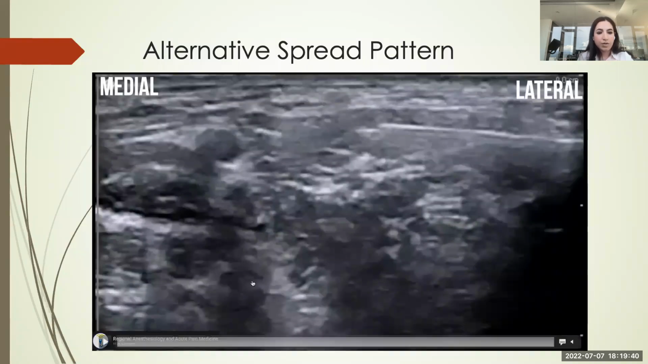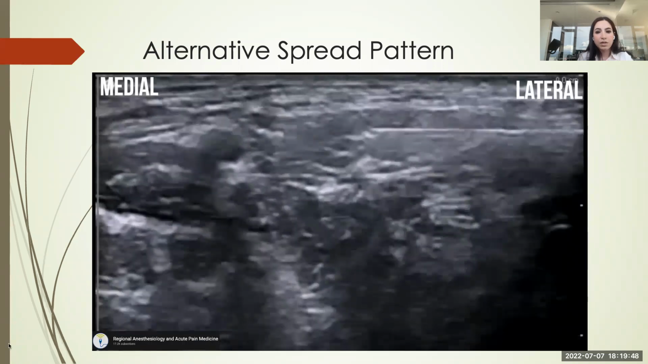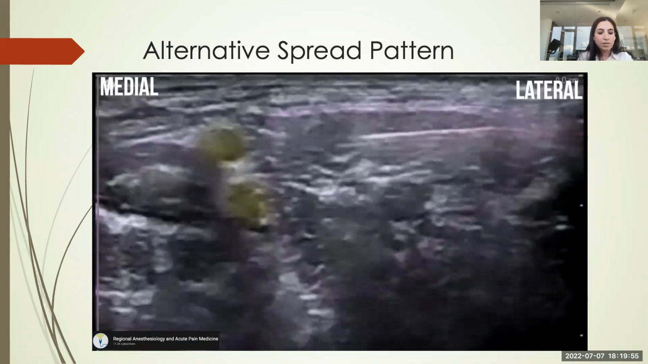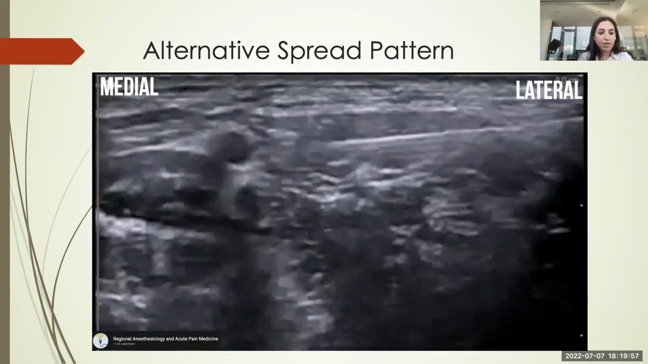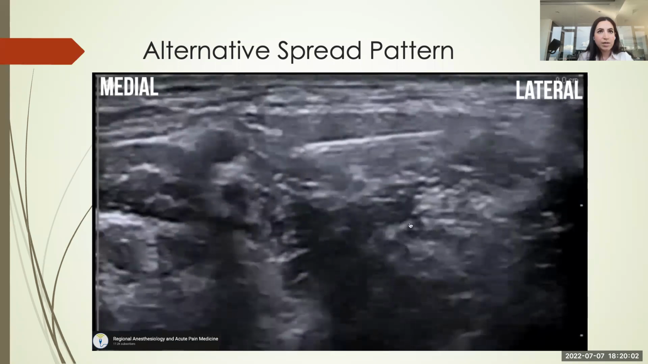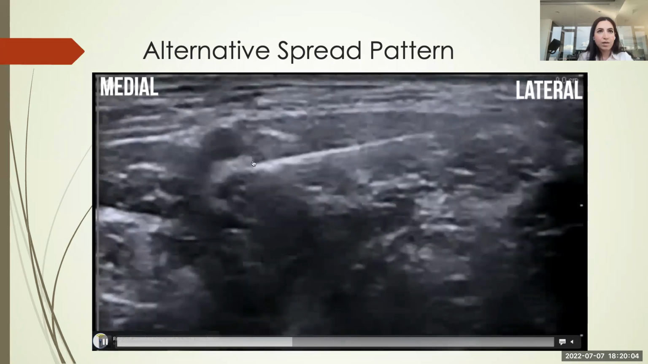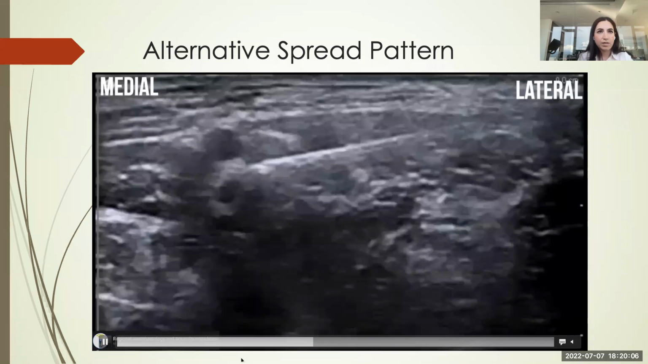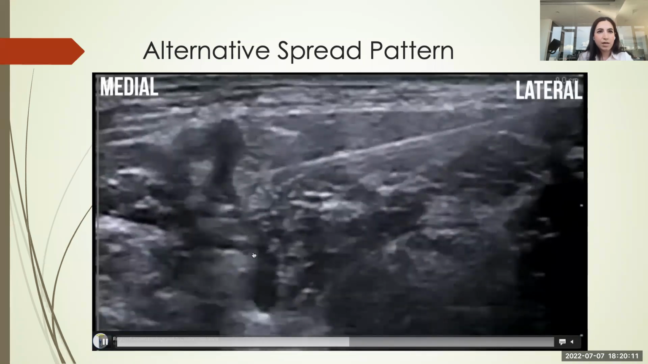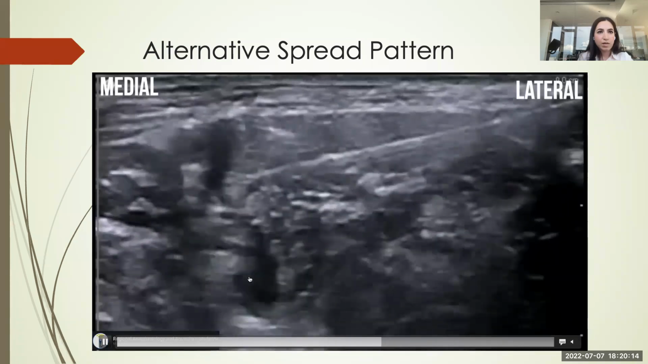And this is the alternative spread pattern that I was referring to. In this case, the right side of the screen is lateral, and you can see the C5 and C6 nerve roots in between your scalene muscles. The needle is taking a trajectory through the middle scalene muscle to situate the tip of the needle just beside that C5, C6 nerve root without piercing the brachial plexus. And we'll see in a moment that we get this nice linear spread all along the one side of the brachial plexus.